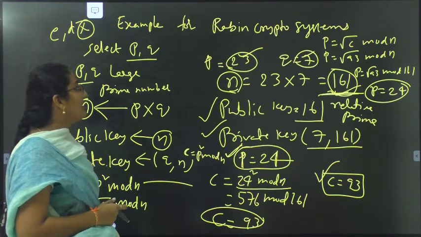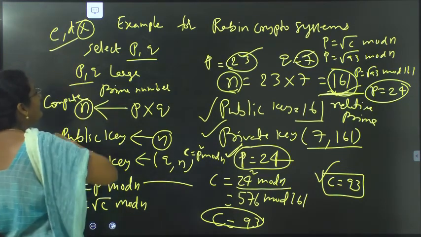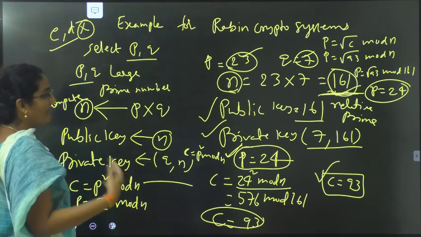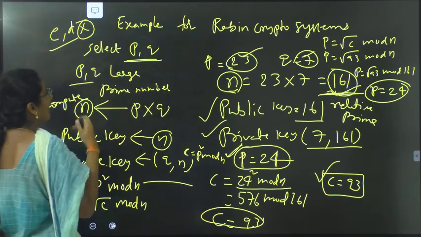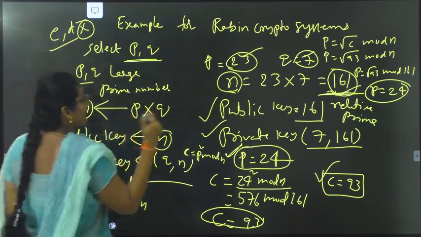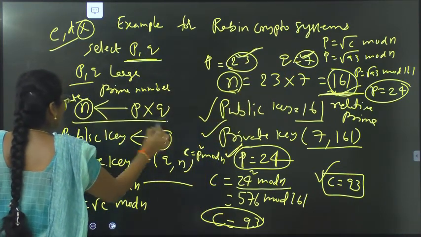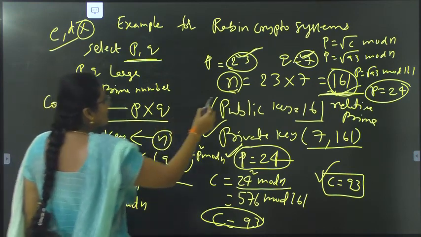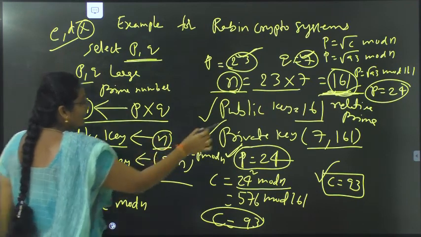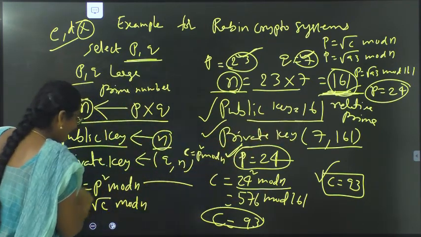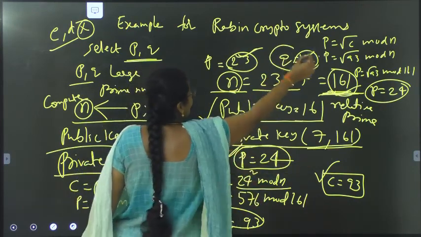RSA is also an algorithm. Rabin crypto system is also an algorithm. But in RSA we will have the value of E and D, whereas in Rabin crypto system we don't have E value and D value. First you have to select two large prime numbers P and Q. Here 23 and 7 are my prime numbers. I compute the n value by the product of P into Q, so n equal to 23 into 7, 161. So public key is n, 161. Private key is Q comma n, so private key is 7 comma 161 because Q value is 7.